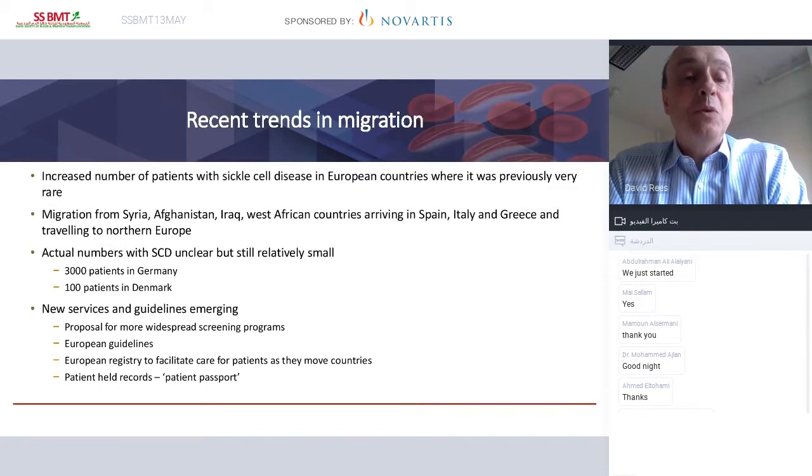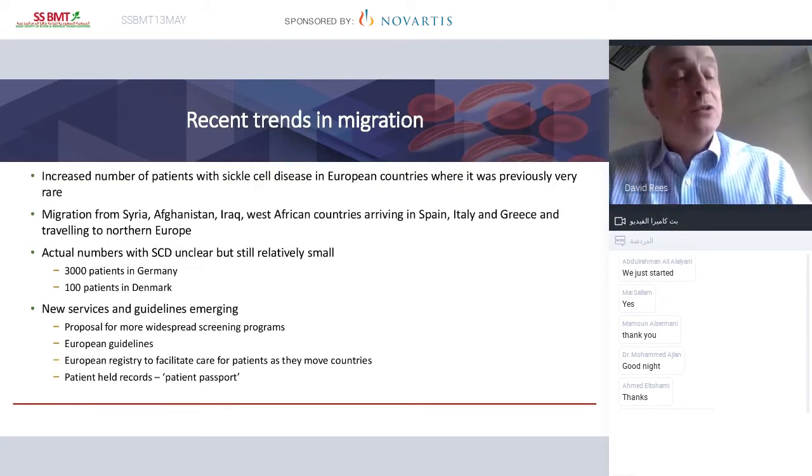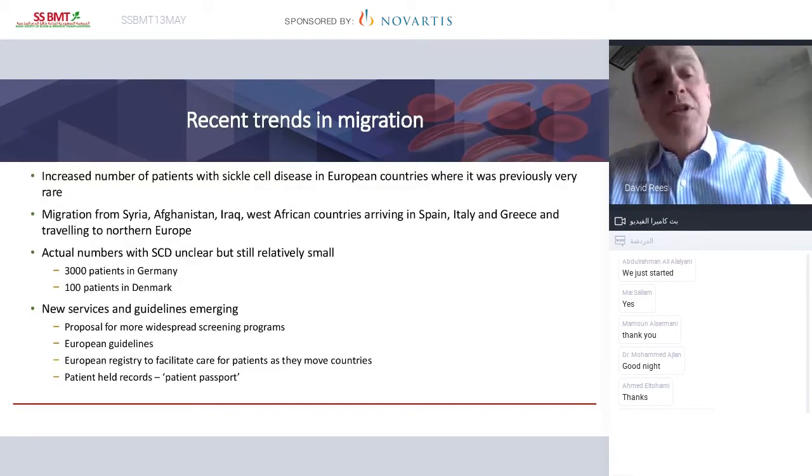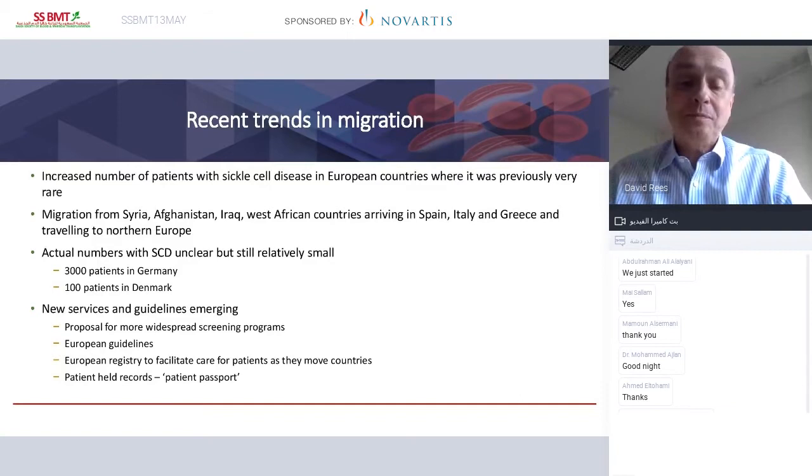And across Europe now, there are more proposals for widespread screening, for European-based guidelines and a European registry, and the idea that patients might have a passport which holds their records. Patients with sickle cell disease are traditionally quite mobile, particularly at the moment, as they travel across Europe and get health problems in each of the countries, and it's difficult to maintain an accurate record of that.